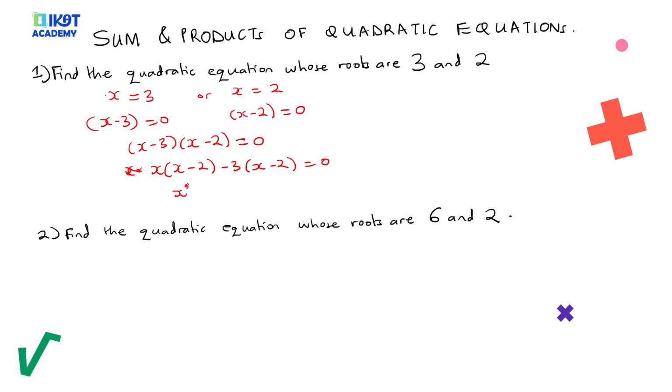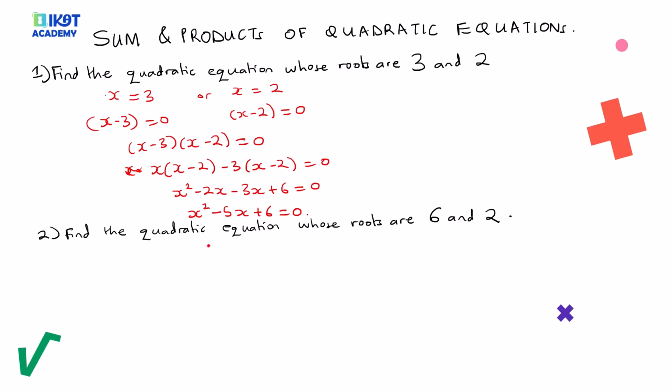So what do we have? We have x squared minus 2x minus 3x plus 6 is equals to 0. So what do we have? x squared minus 5x plus 6 is equals to 0. So we have found the quadratic equation whose roots were 3 and 2. And when you try to solve it, you'll actually get these as the roots.